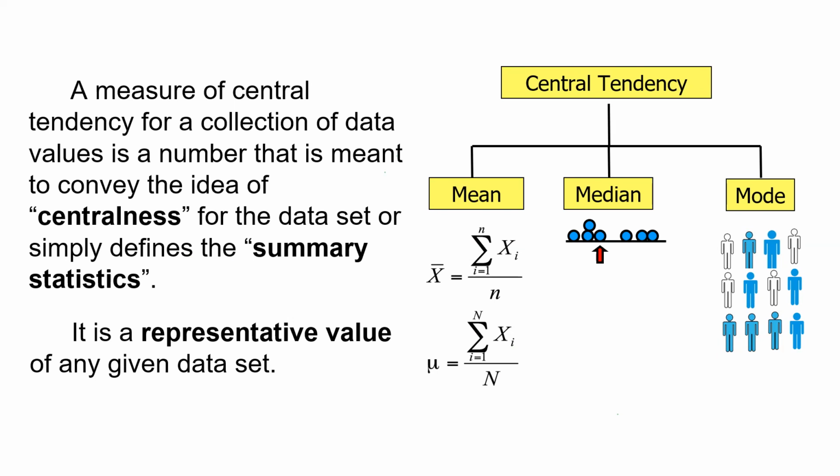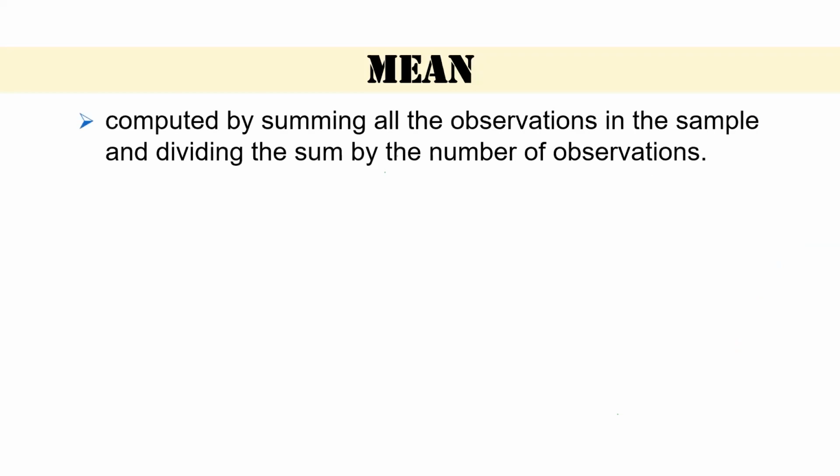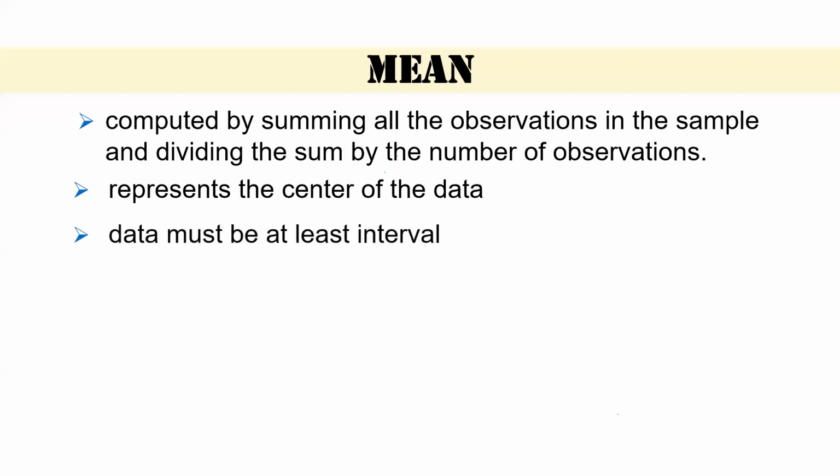So many of us are already familiar with this. So let's just go over them one by one. When we speak about the mean, it is computed by summing all the observations in the sample and dividing the sum by the number of observations. Just like what you did yesterday, just like what we do in our class, to get the mean or arithmetic average of the students' grades for the 4 quarters, we add all the grades from the first to the fourth grading period and divide the result by 4. It represents the center of your data.